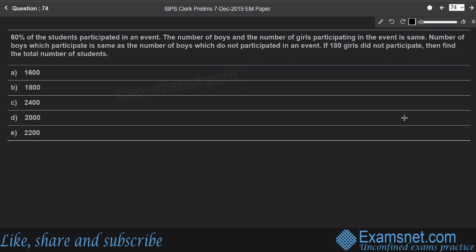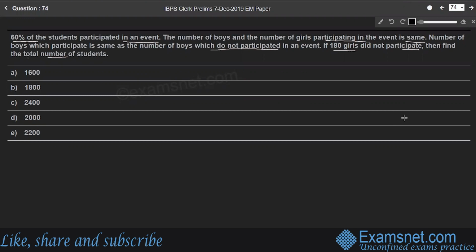Question 74. 60% of the students participated in an event. The number of boys and the number of girls who participated in the event is the same. The number of boys who participated is the same as the number of boys who did not participate in the event. If 180 girls did not participate, then find the total number of students. So here we are finding the total number of students.